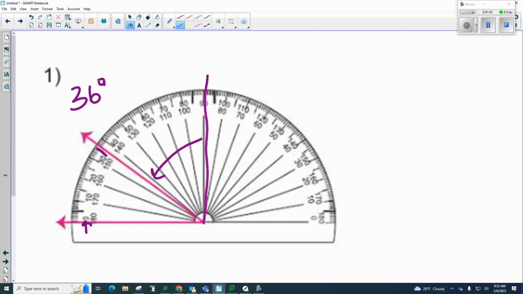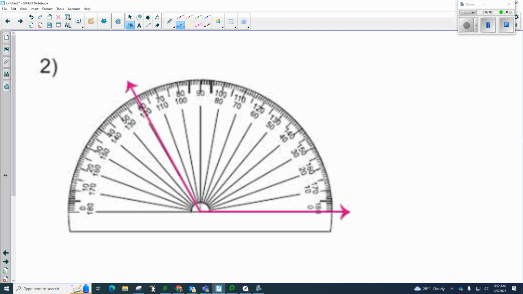Okay, notice because it was less than 90, I used the smaller number, the 30. I'm not using the 150. Okay, that would be an obtuse angle. This angle we would call an acute angle, right? Less than 90. Look at that cute little angle, okay?